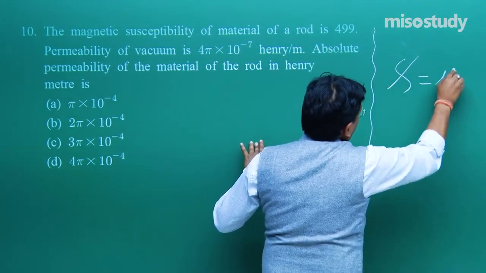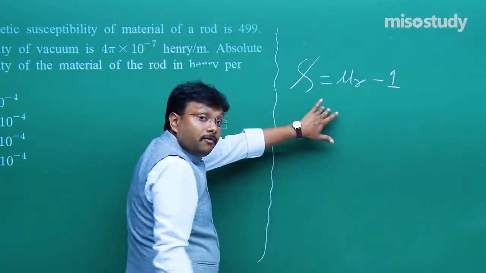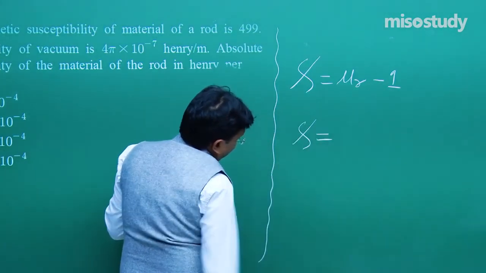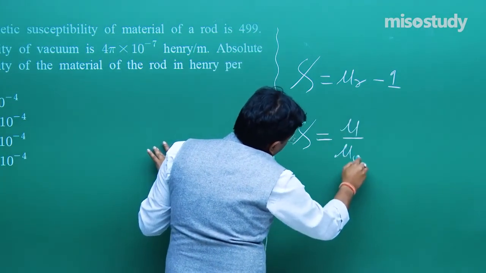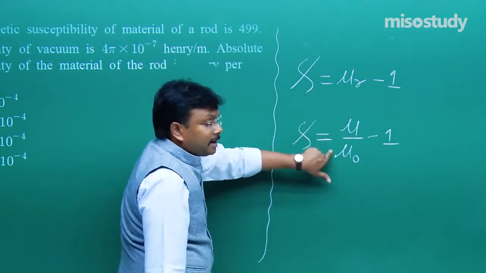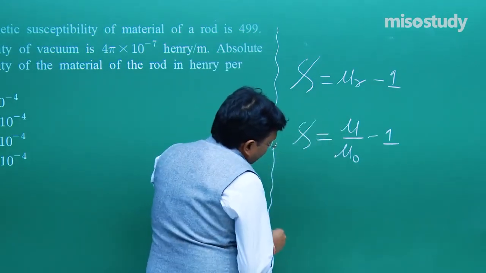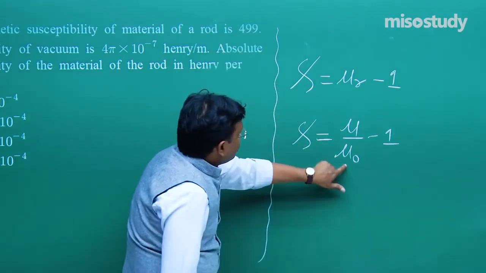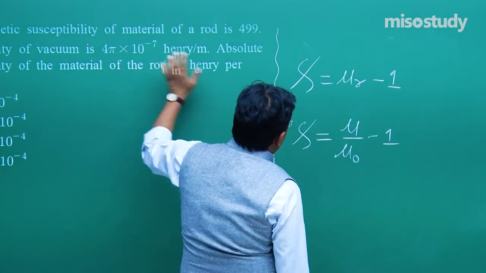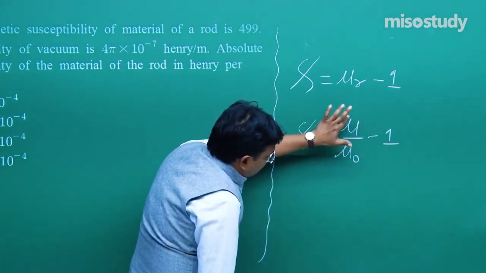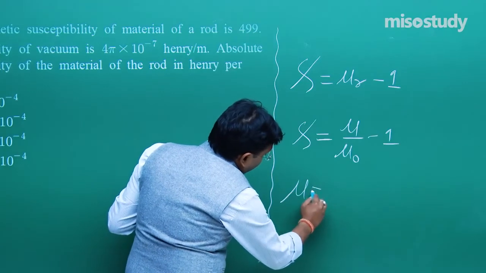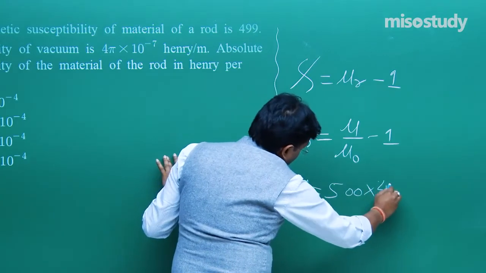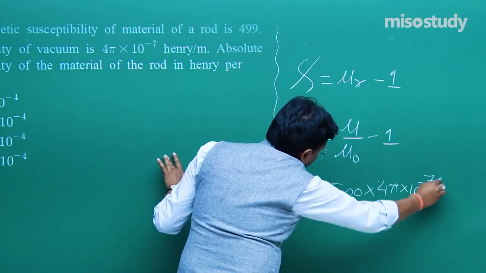Chi is equal to mu r minus 1. Basic formula. Fine. Chi m is equal to mu r minus 1, and mu r itself is given as mu upon mu naught. You can write it like this, arranging simple terms. Then just put the value. Chi m is given as 499. Mu naught is given as 4 pi into 10 to the power minus 7. You have to find out this mu. Very easily you can find mu is equal to 500 into 4 pi into 10 to the power minus 7.